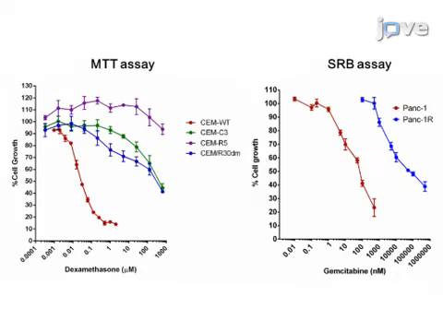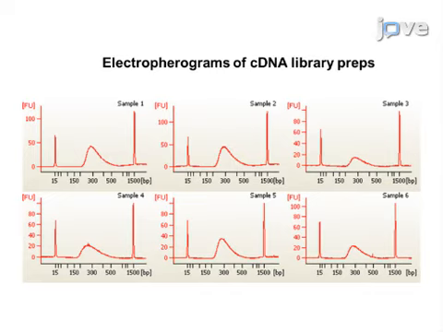Growth inhibition curves, as determined by MTT assay for leukemic cells and SRB assay for pancreatic carcinoma cells, are depicted here. Curves for dexamethasone-resistant and gemcitabine-resistant cells are shifted to the right, indicating reduced growth inhibition as compared to the parental-sensitive cells. The concentration and quality of cDNA libraries for all cell lines is determined with a bioanalyzer DNA chip. Electropherograms show fluorescence peaks at approximately 300 base pairs, which are indicative of good quality for the subsequent RNA sequencing procedure.